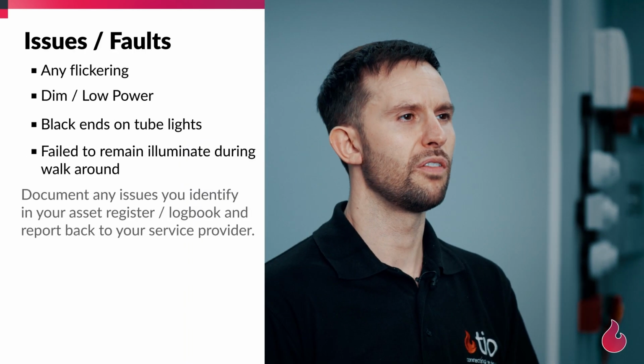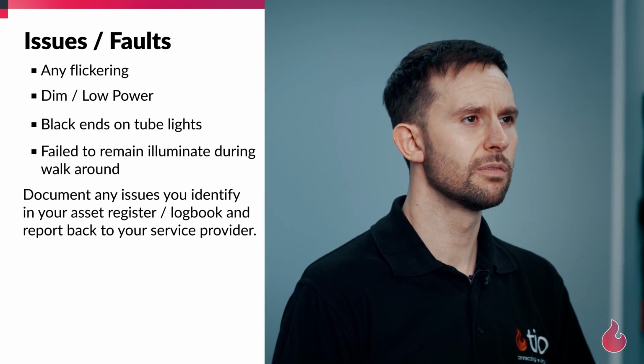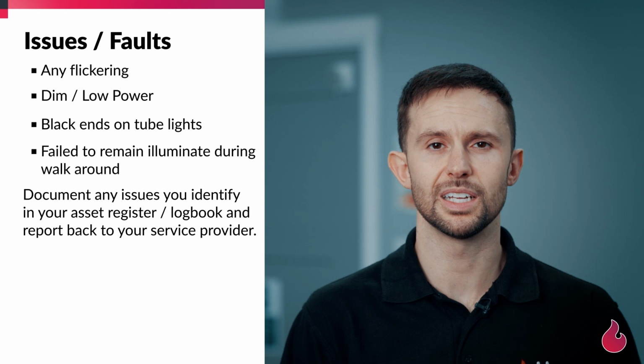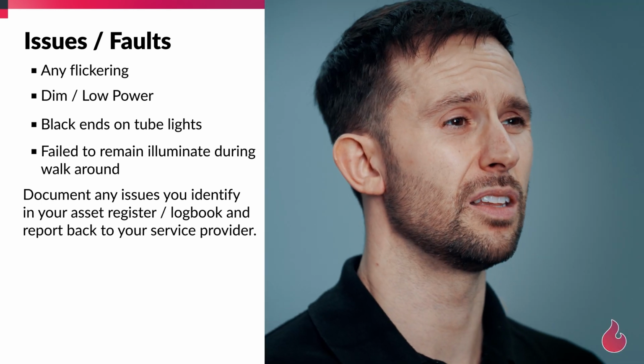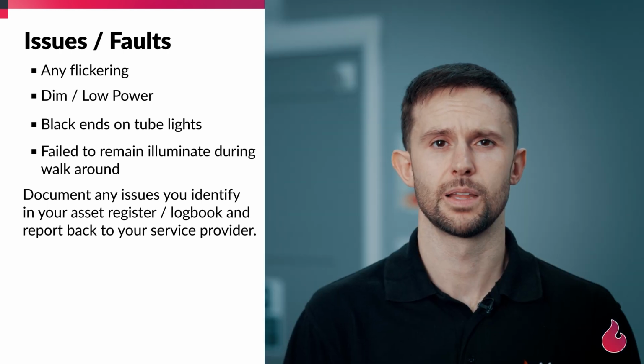Make sure you look for any notes of the lights flickering, any of the lights that seem very dim, any lights with black ends on the lights, as this could indicate that the emergency lighting is failing. Make a note of this on your asset register. Once you've walked around the building and checked that every single emergency light is illuminated, you now need to reverse the process and make sure every emergency lighting key switch is restored back to its original position, and that the fuses or circuit breakers on your distribution boards are now switched back on.